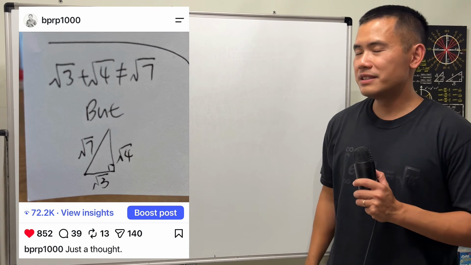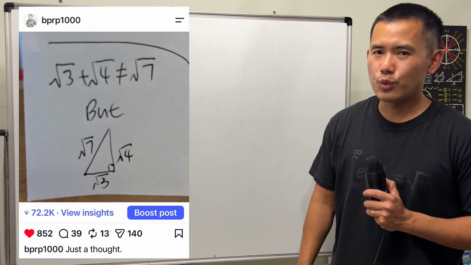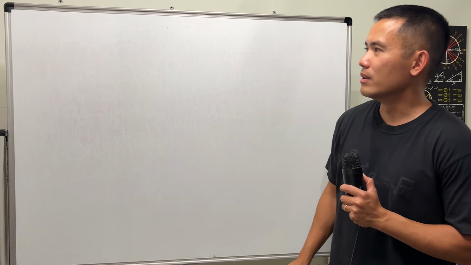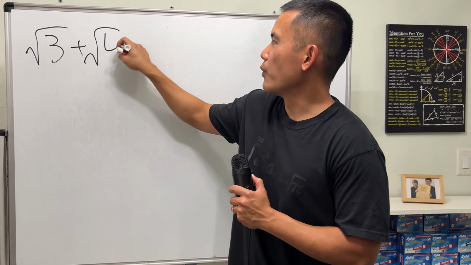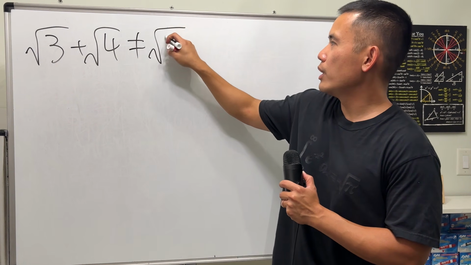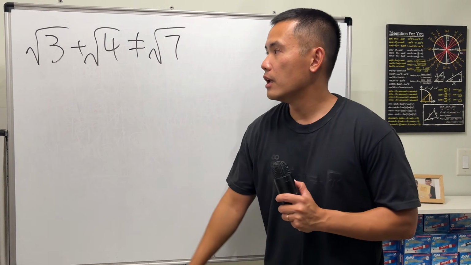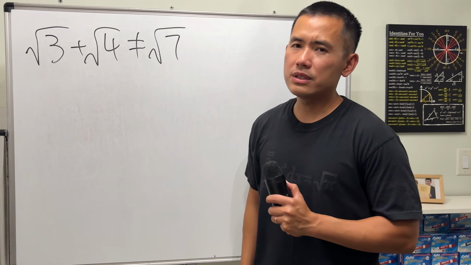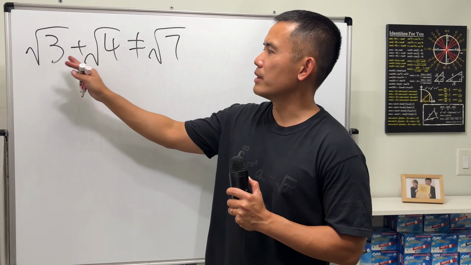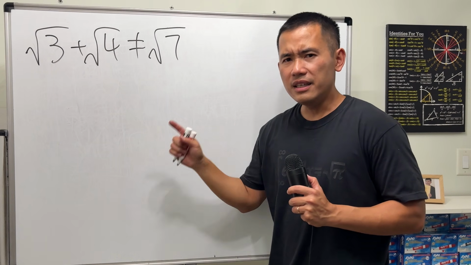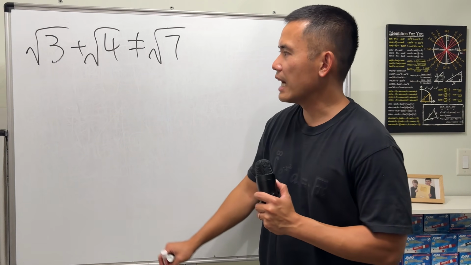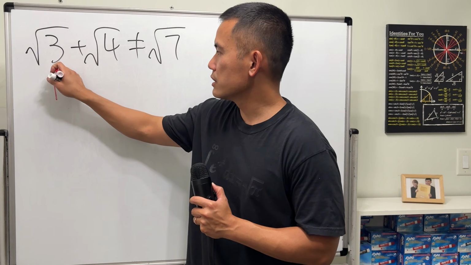So I just want to explain this thing right here that I posted on my Instagram the other day. Here we go. Firstly, I wrote down square root of 3 plus square root of 4 is not equal to square root of 7, because when we are adding square root numbers, we cannot just add the numbers on the inside and say this is equal to square root of 7. And the easiest way for me to convince you guys is that I will just change them to decimals.